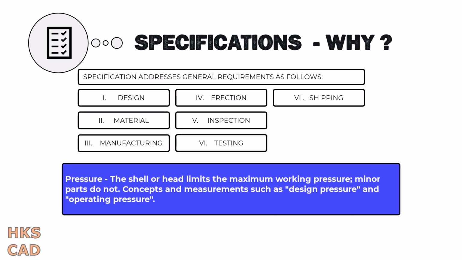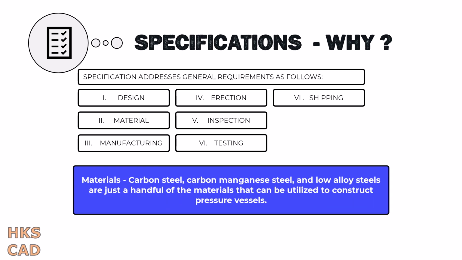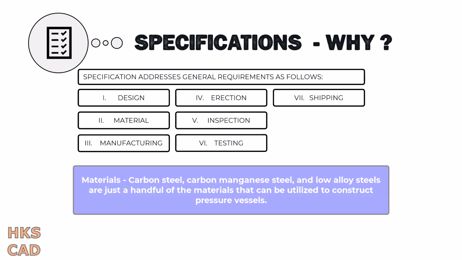Pressure. Minor pieces do not limit the highest possible working pressure; the shell or head does. Terms and values like service pressure and design pressure can be used to describe pressures. Materials. Carbon steel, carbon manganese steel, and low alloy steels are just a few of the materials that can be used to create pressure vessels.